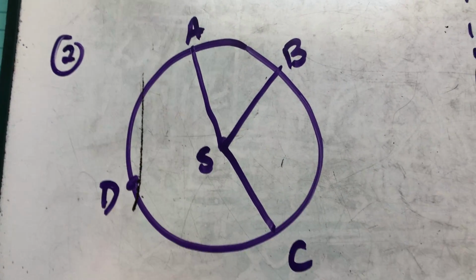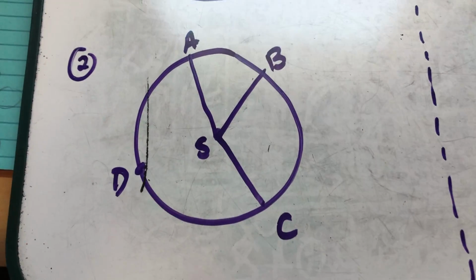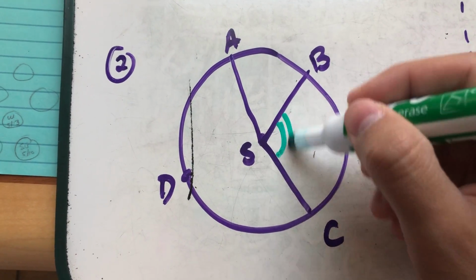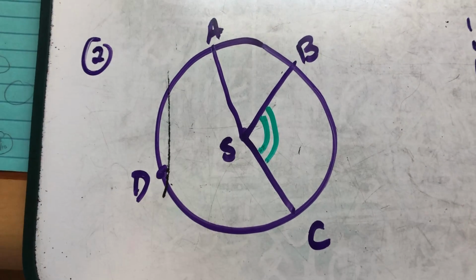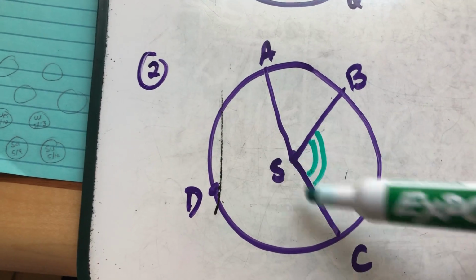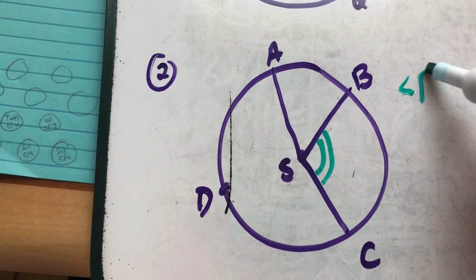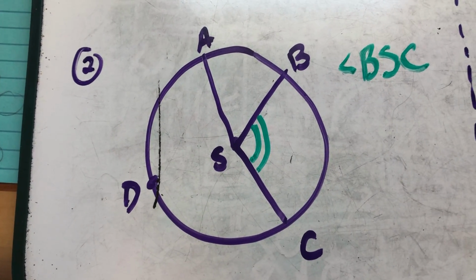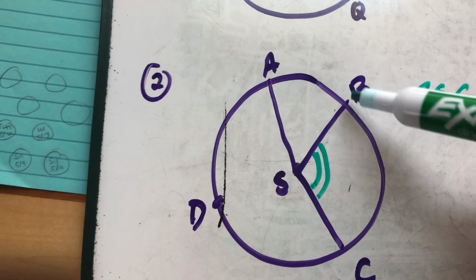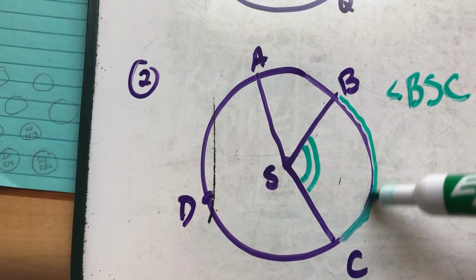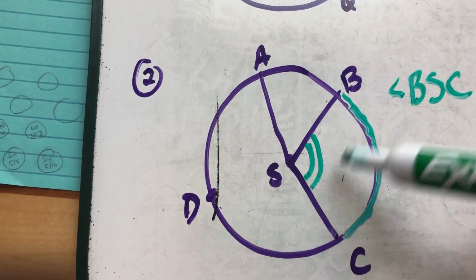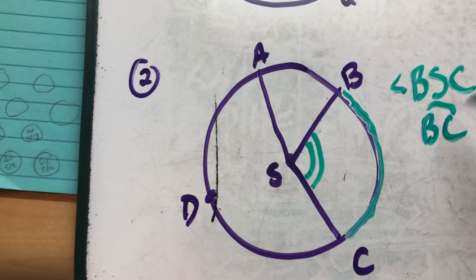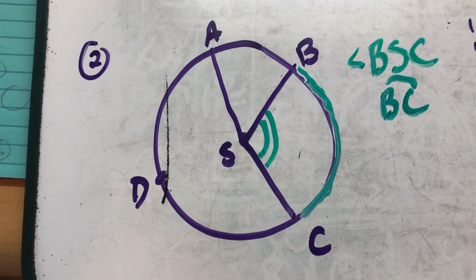This one we have multiple central angles. Let's stick with this one. So let's look at this central angle. That angle would be angle BSC. If I asked you what arc corresponds with that angle, it would just be this arc right here. Because this is the angle right here, this is the arc right across from it, so arc BC would be the arc that corresponds with it.